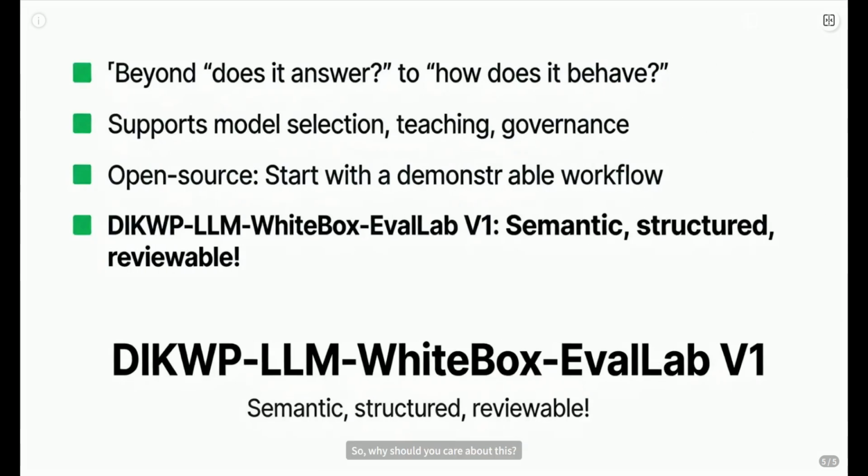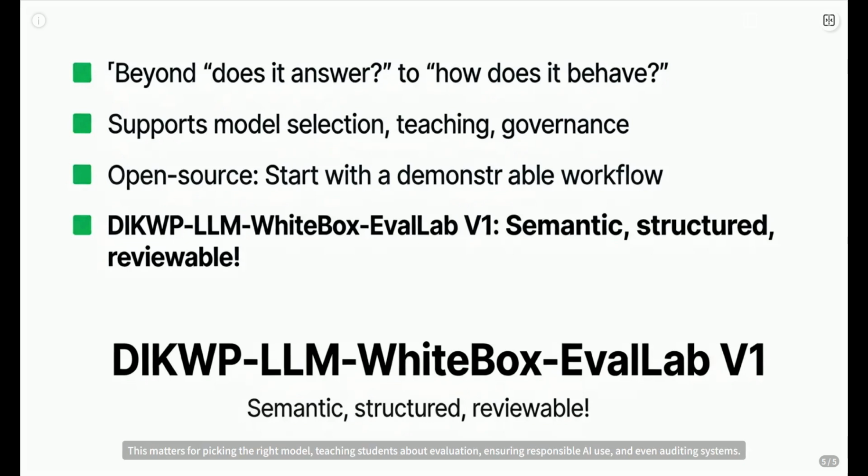So why should you care about this? Because it shifts the focus from just getting an answer to understanding how the model arrives there. This matters for picking the right model, teaching students about evaluation, ensuring responsible AI use, and even auditing systems. It gives us a demonstrable, structured way to look inside the LLM's mind. That's the power of DIKWP, the WhiteBox EvalLab V1. It makes evaluation less about guesswork and more about insight.